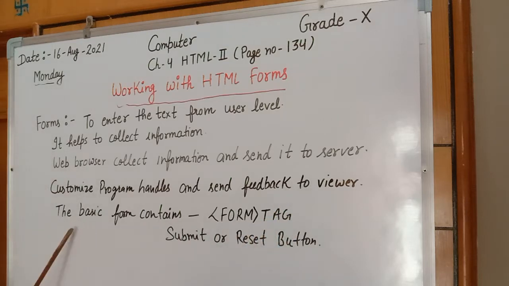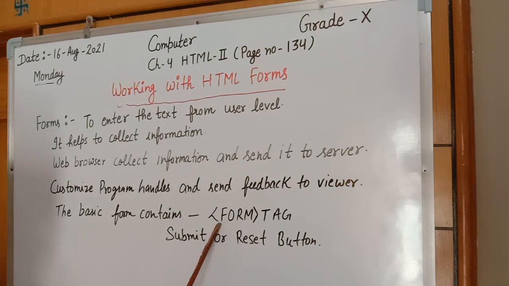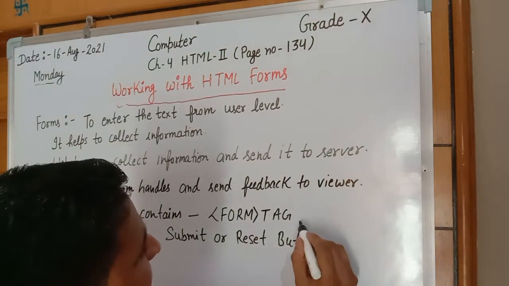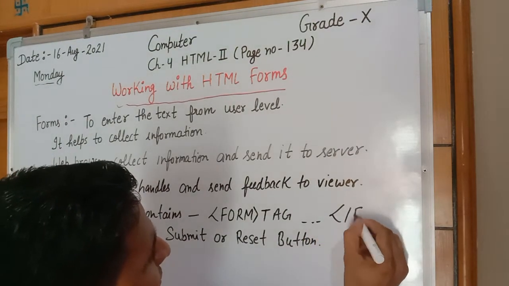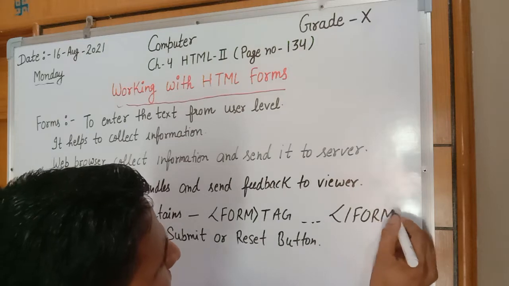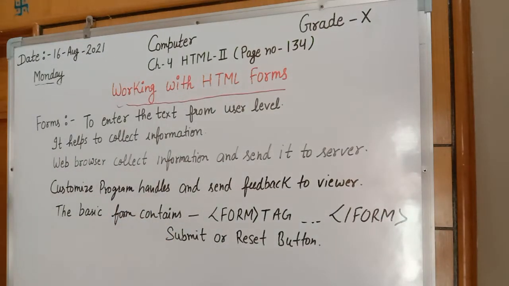Now the basic form contains the following elements. When we are making a form in HTML, the first thing, the form tag will be present. And the form tag is a container tag, that will begin and also close. And the second thing, on a general form, a submit or reset button is also there. So these concepts are covered in the form section.